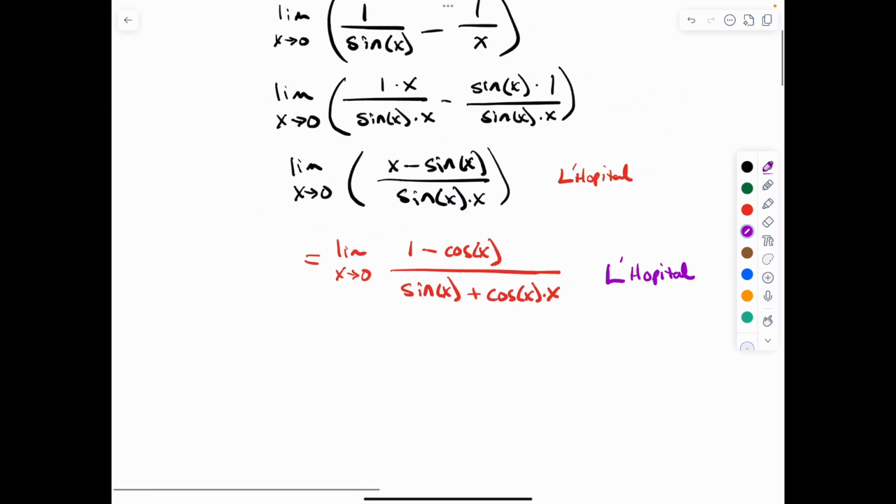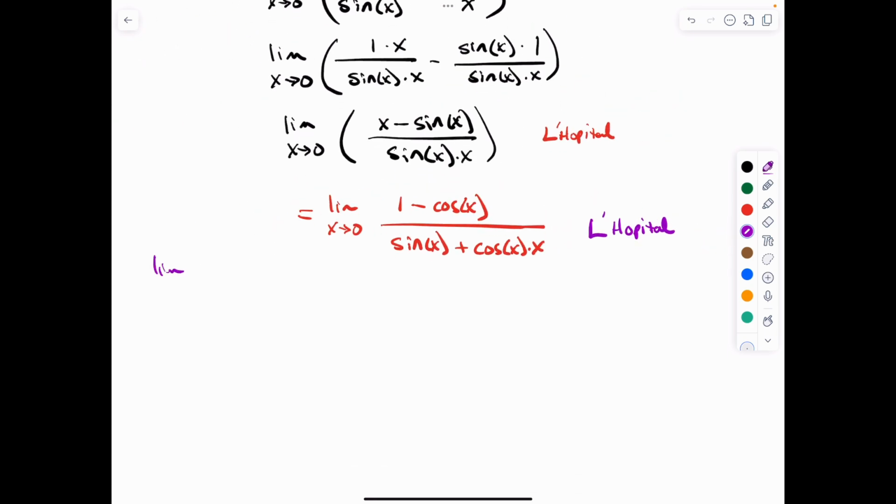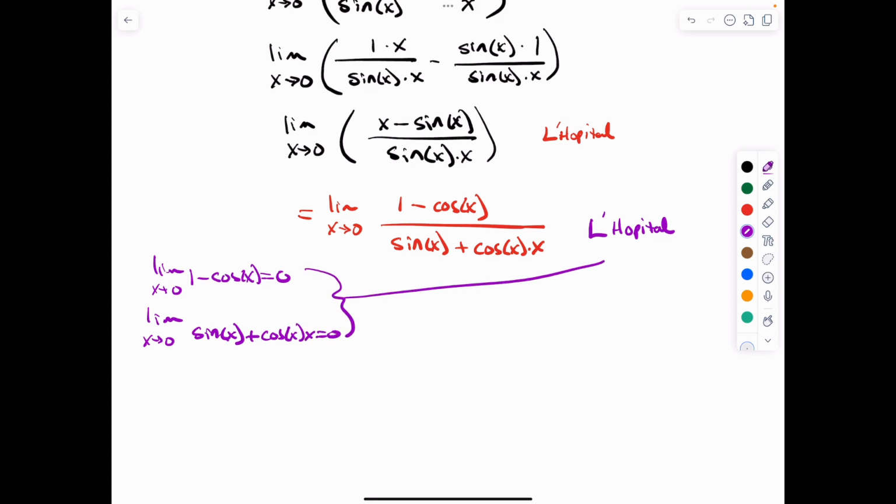And of course, if this was on the test, you'd want to actually write down the limit as x approaches 0 of 1 minus cosine of x does equal 0, and the limit as x approaches 0 of sine of x plus cosine x times x does also equal 0. So that's what makes this a L'Hopital's rule indeterminate form. Make sure you write that down if this was a test problem. I was being a little lazy earlier.